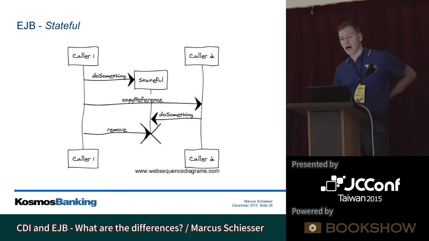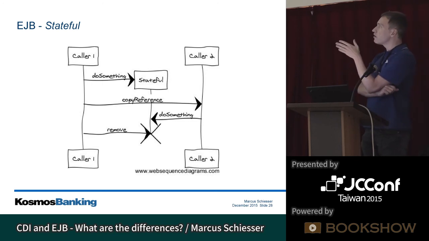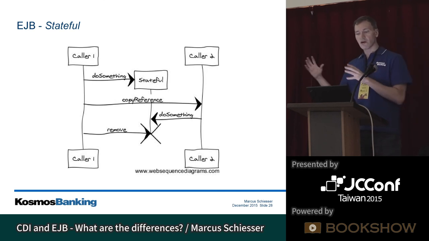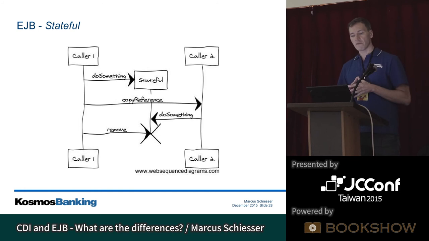So how does that look in our sequence diagram? We basically have the caller 1, which by doing the call to do something, is creating a new instance of our stateful bean. And that's the first step. Then we basically give that reference to another caller. He can also call do something, or do whatever with the same method. And then later on, the caller is removing it, which tells the container, to be more precise, to destroy the bean.